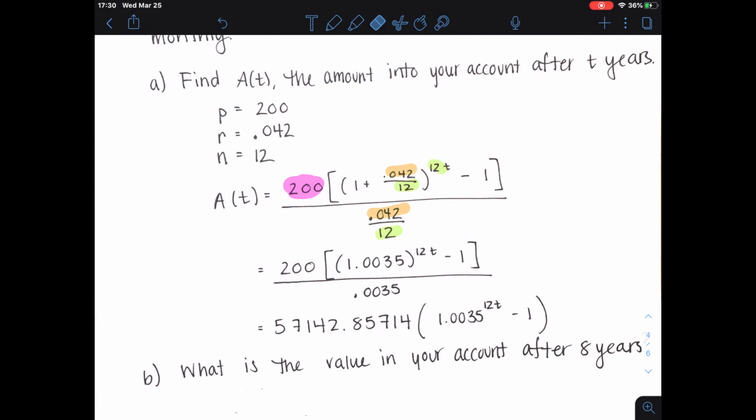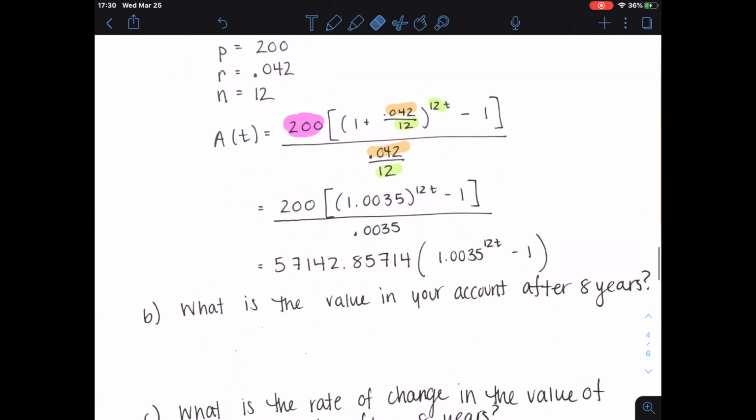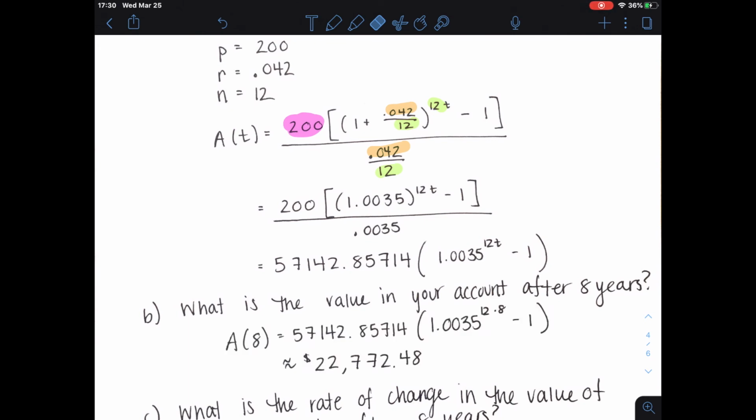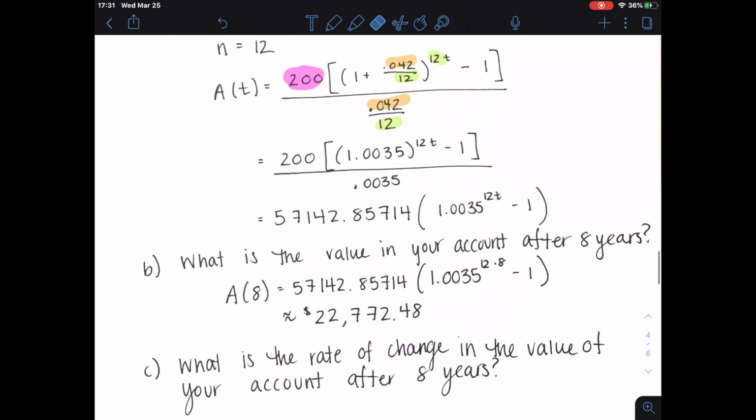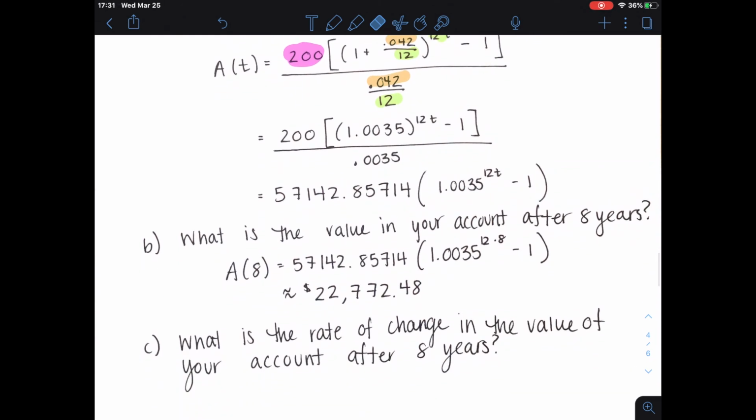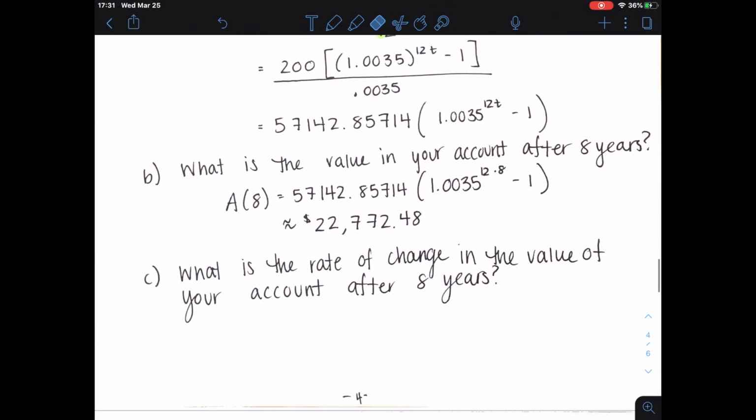So we want to see, after 8 years, how much do we have in our savings account when we're making this $200 deposit per month. So all we do is replace T by 8. And if you plug that into a calculator, after 8 years, you're going to have a little less than $23,000 in your account. Okay? Now what we want to see is what is the rate of change in the value of our account after 8 years.